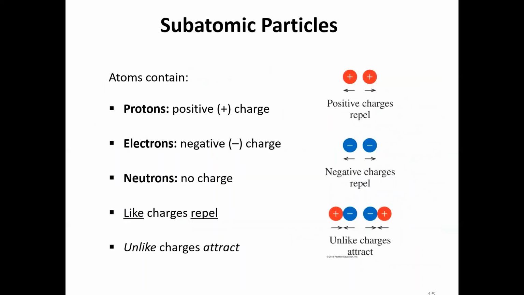So when we think about these subatomic particles, it's important to note the charge. Protons being positive, electrons being negative, and neutrons having no charge. And just in basic physics, like you've learned before, like charges repel each other. So 2 positive charges will repel, 2 negative charges repel. But unlike charges attract each other. A positive and a negative will come together and attract. Same thing if you're playing with a magnet.